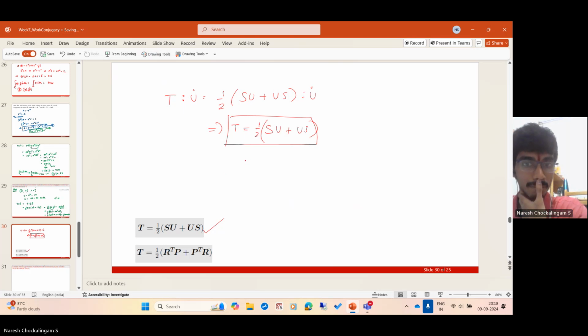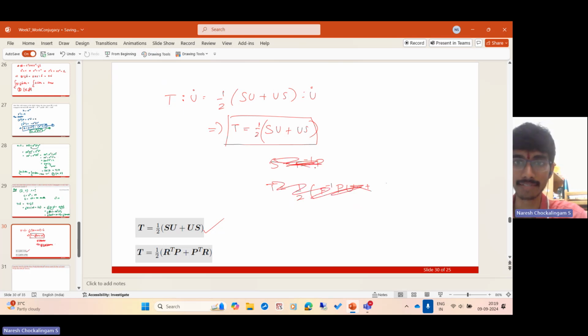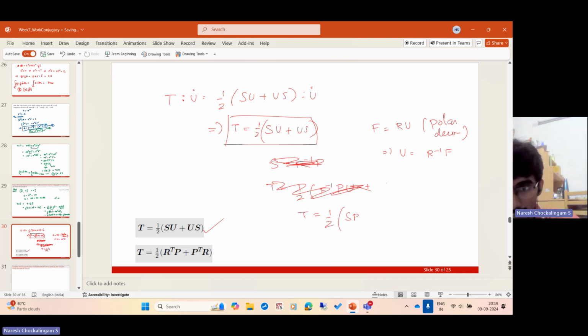Now further you can write S as F inverse P. So T becomes half of F inverse P U plus... or rather, instead of making the substitution on S, let us say F is equal to RU, which is polar decomposition, which means U is equal to R inverse F. So T is equal to half SU, which is S R inverse F, plus US, which is R inverse Fs.